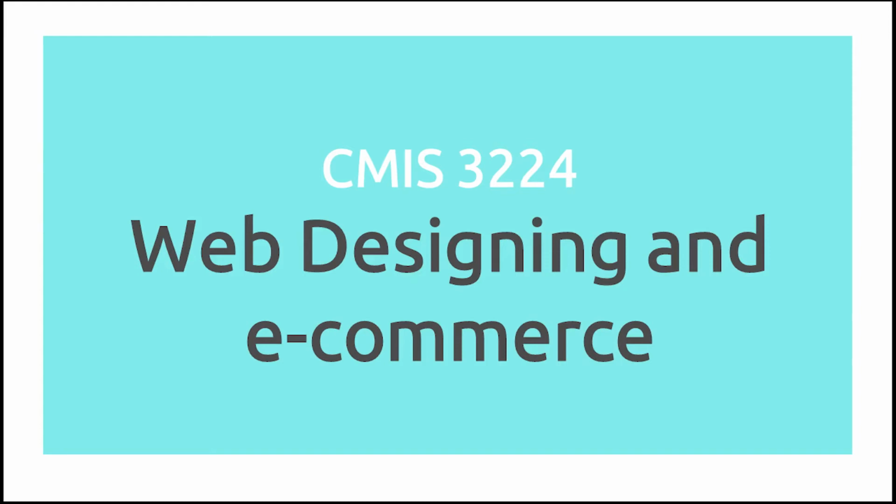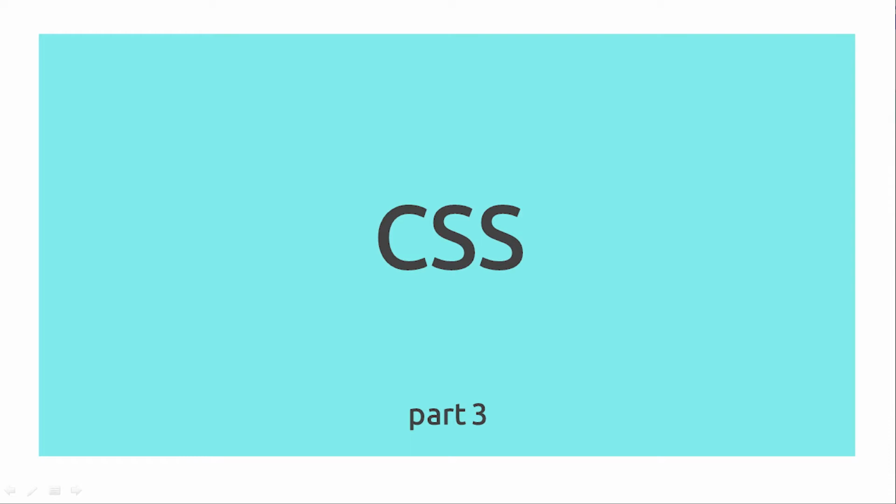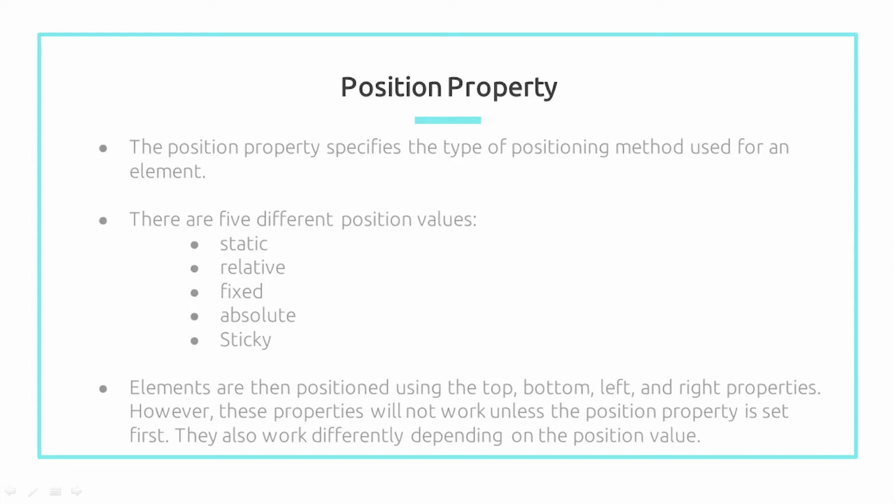CMIS 3224. Web Designing and E-Commerce. CSS Part 3. Position property. The position property specifies the type of positioning method used for an element. There are 5 different position values: static, relative, fixed, absolute, sticky.